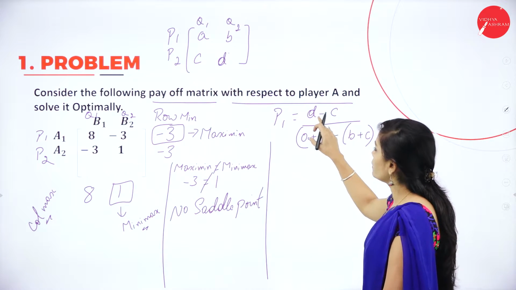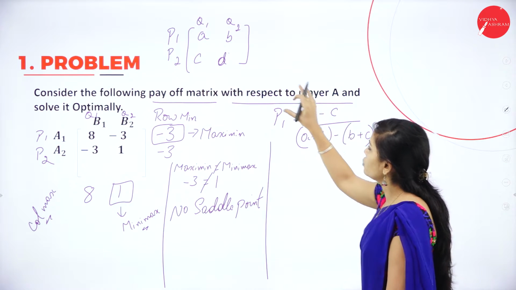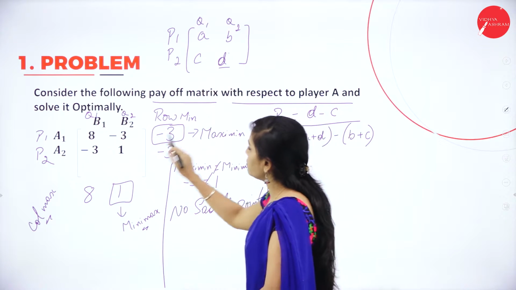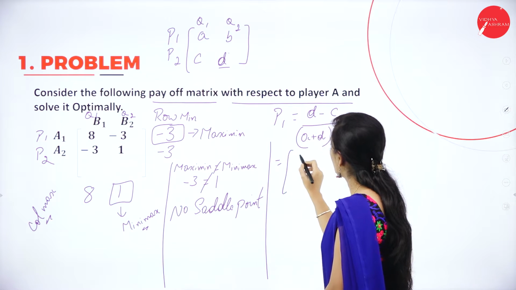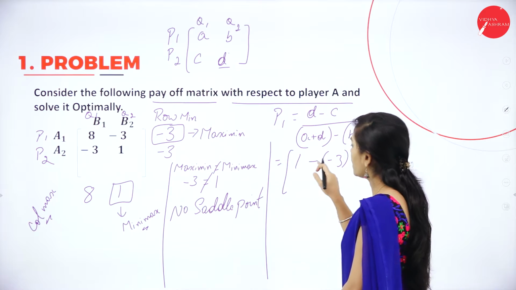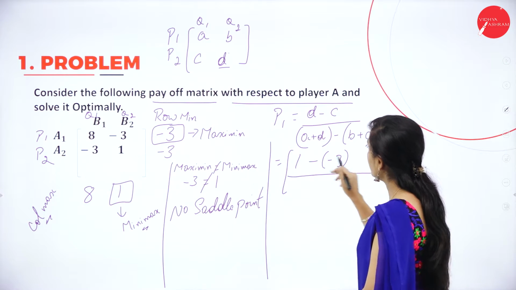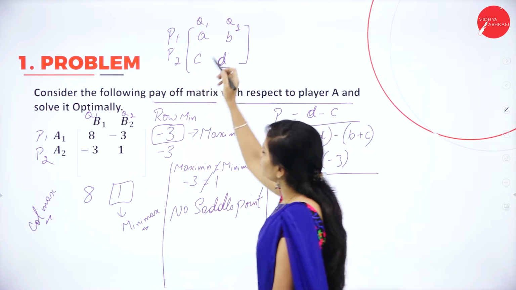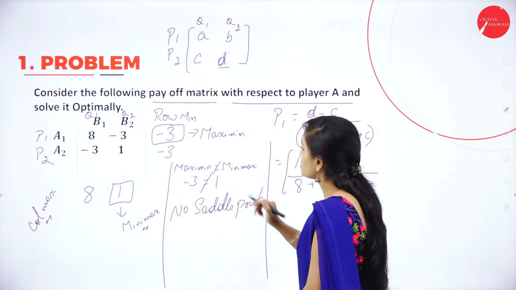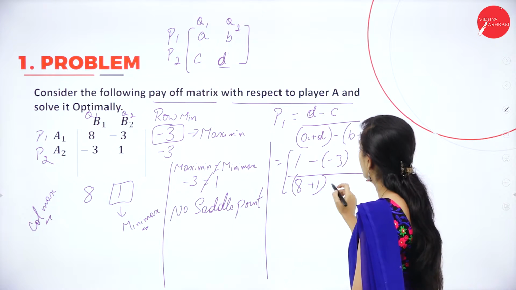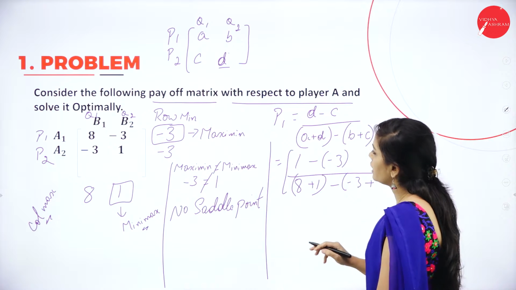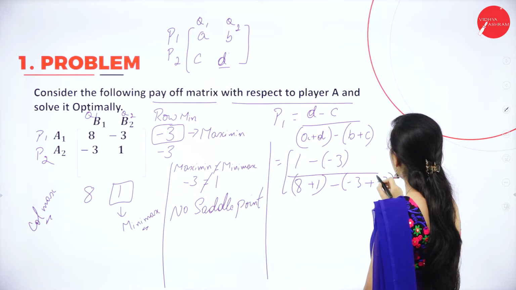Clear? Now I will use this matrix representation and substitute the values. D is 1. 1 minus C, where C is -3, so 1 minus of -3, divided by A plus D. What is the value of A? A is 8, plus D, which is 1. So 8 plus 1 minus B, where B is -3, plus C, where C is -3.